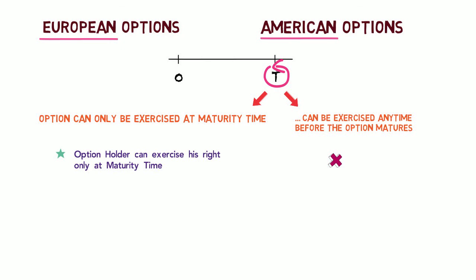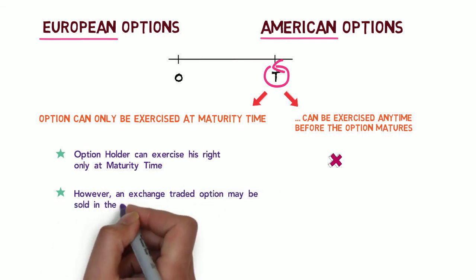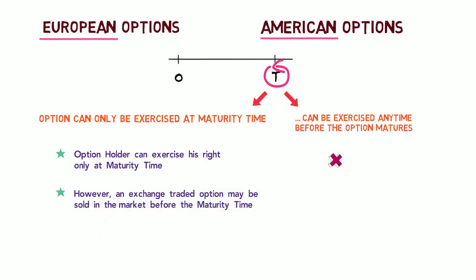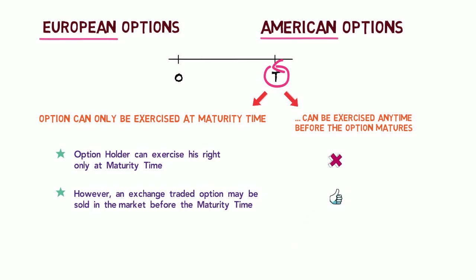However, it must be noted that if the option is traded on an exchange, then the option holder can sell the option in the open market to any third party before the maturity time T. And that's true for any exchange traded option, whether it's a European or American option. Okay, so what I'm saying is, with the European option, though you cannot exercise your option to buy or to sell before the maturity time T, you can sell the contract itself to some third party.